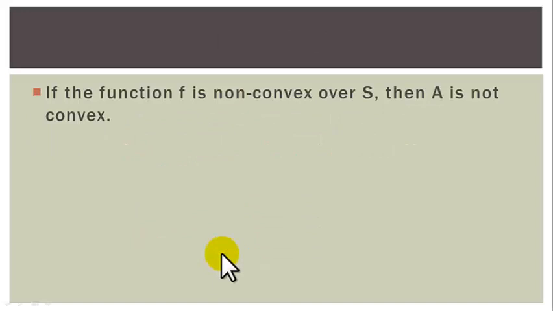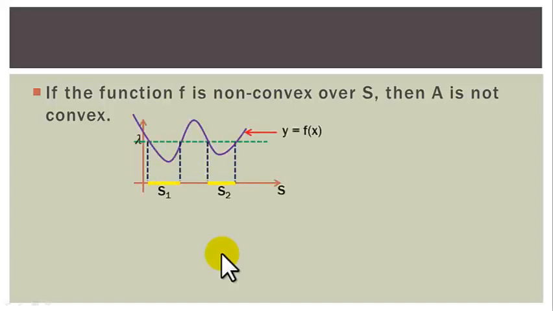Please note, if the function f is non-convex over S, then A is not a convex set. Let us illustrate this with this diagram. You can see this curve y equals f of x is non-convex, and this is the line f of x equals lambda.